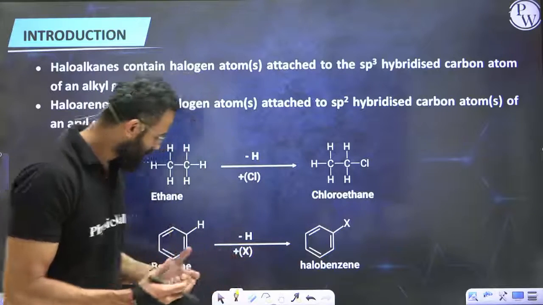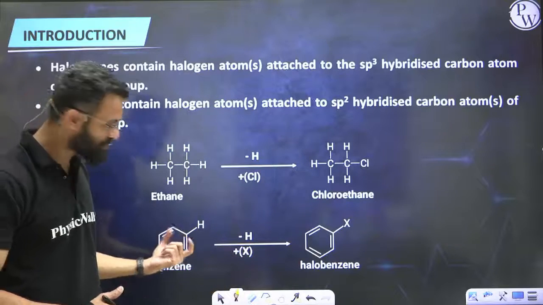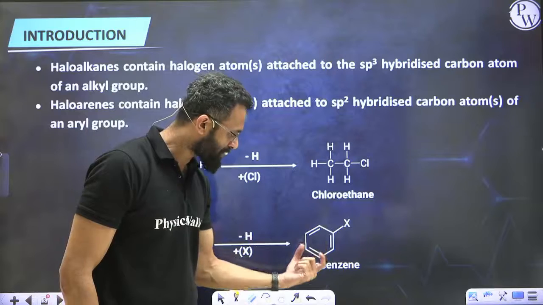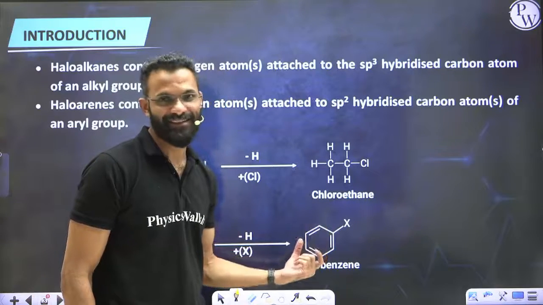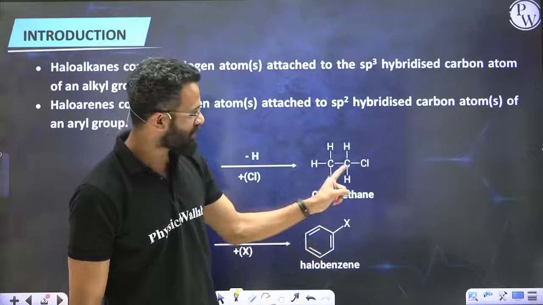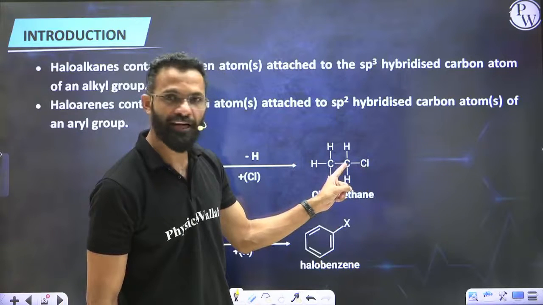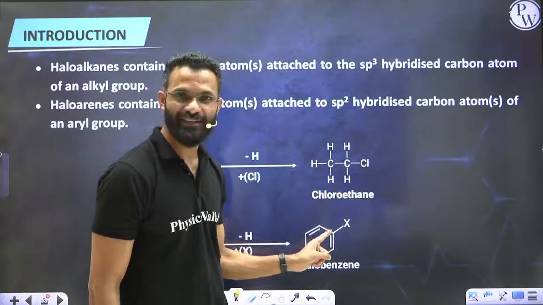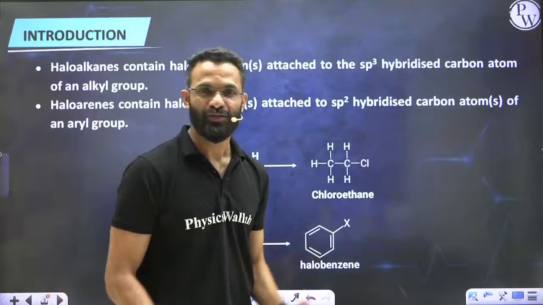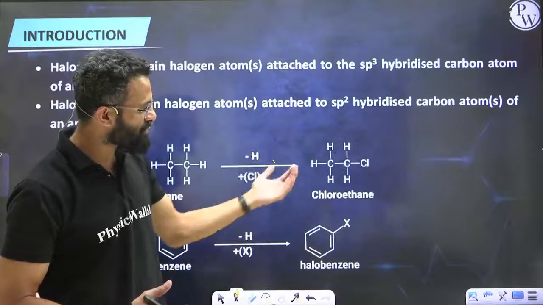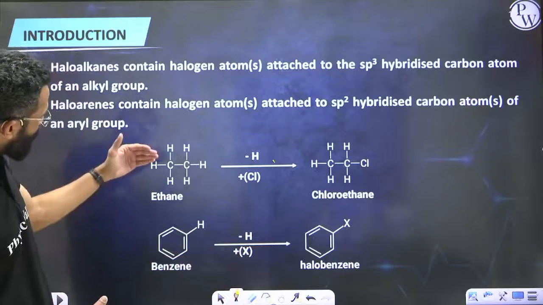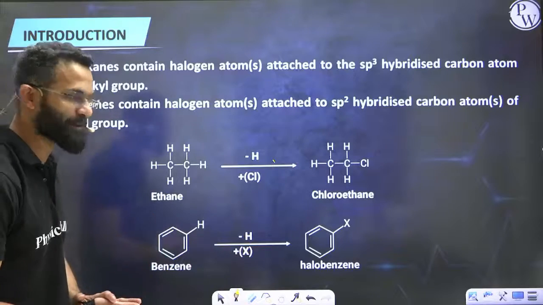In a similar manner, if I take benzene as my parent and substitute one of the hydrogen atoms of benzene with a halogen atom, I will get a product which I'll call halobenzene. The difference between haloalkane and haloarene is that in haloalkanes, the halogen atom is connected to an sp3 hybridized carbon atom, whereas in haloarenes, the halogen atom is connected to an sp2 hybridized carbon atom. So guys, this is how we simply get haloalkanes and haloarenes by a simple substitution reaction from a parent compound such as an alkane or an aromatic hydrocarbon such as the benzene molecule.